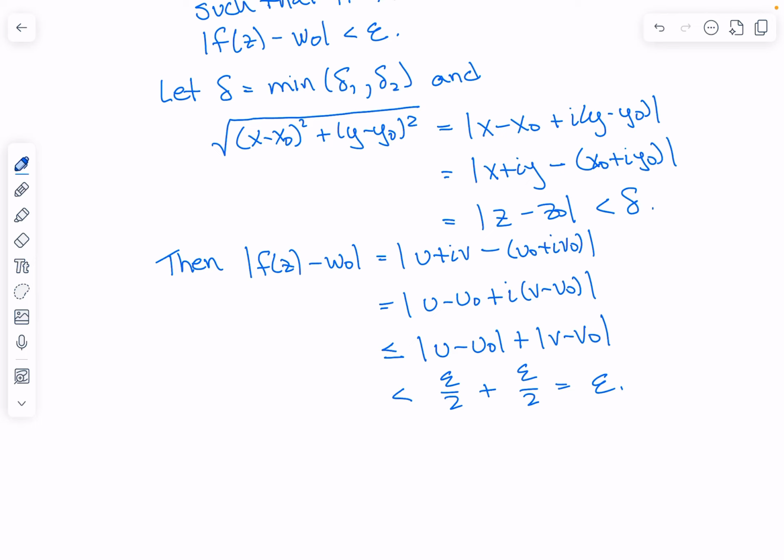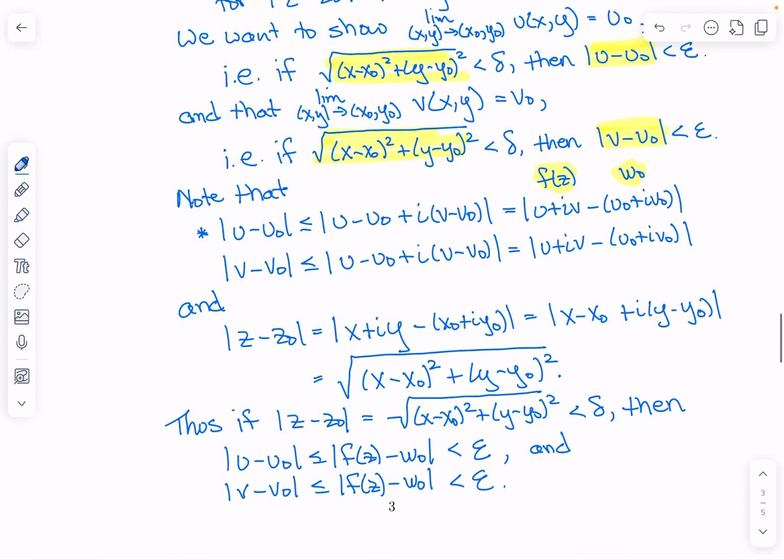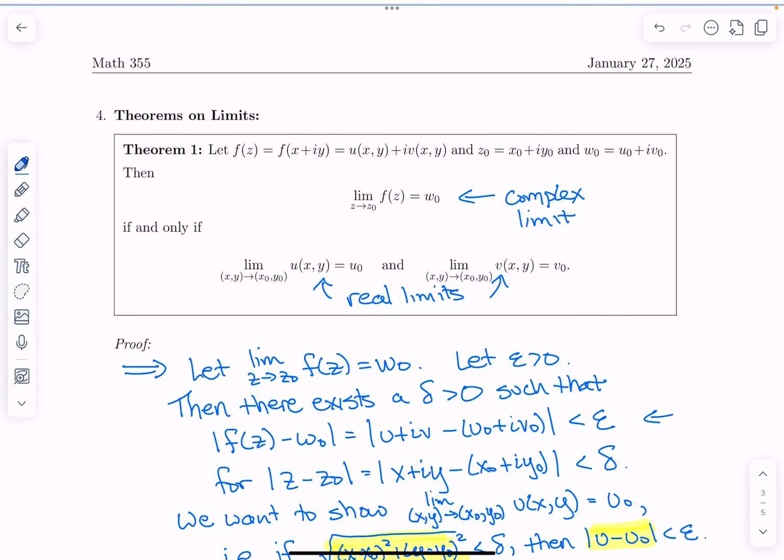So this concludes saying that if the real limits exist, u going to u0 and v going to v0, then f(z) must in fact go to w0. So that kind of concludes our proof. A little celebration square going there. Okay, so the second half of the proof, we showed that if this is true and this is true, then the complex limit indeed exists and goes to w0.